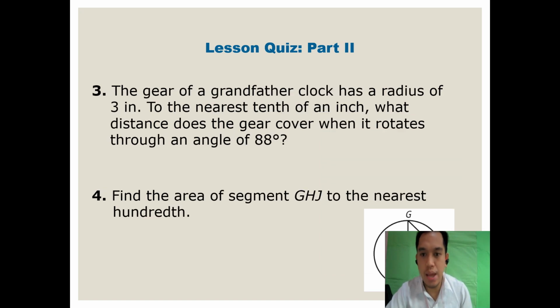Then for number 3, the gear of a grandfather clock has a radius of 3 inches. To the nearest tenth of an inch, what distance does the gear cover when it rotates through an angle of 88 degrees? Ayan. Madali lang yan. Meron ka ng radius, meron ka na ring measure ng iyong M. So find the area. Number 4, find the area of segment GHG. Okay, madali lang din ito, to the nearest 100.